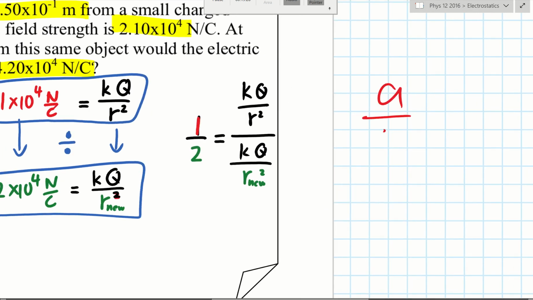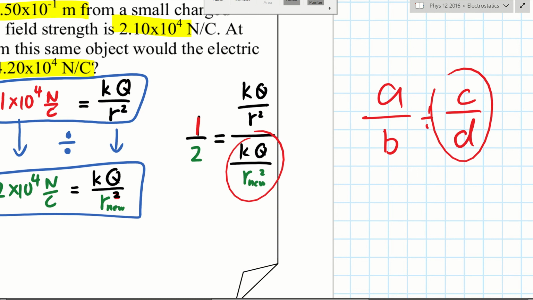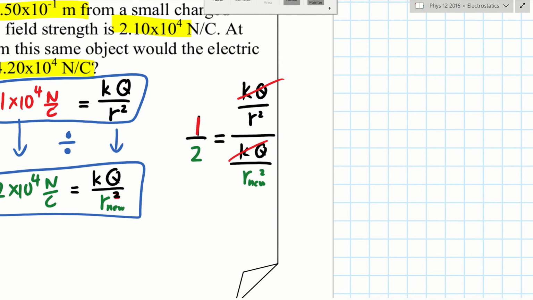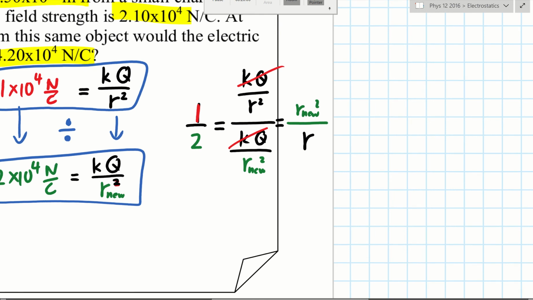Didn't you learn from earlier math that when you divide two fractions, you just flip the second fraction, which is the one on the bottom, and then you end up multiplying, right? So if you look at the same thing here, you flip the KQ over new R squared and multiply, and then the KQ will be gone. Not only that, you actually get the new R to go to the top and the R to go to the bottom. It will actually look like this at the end. So now you are technically done.